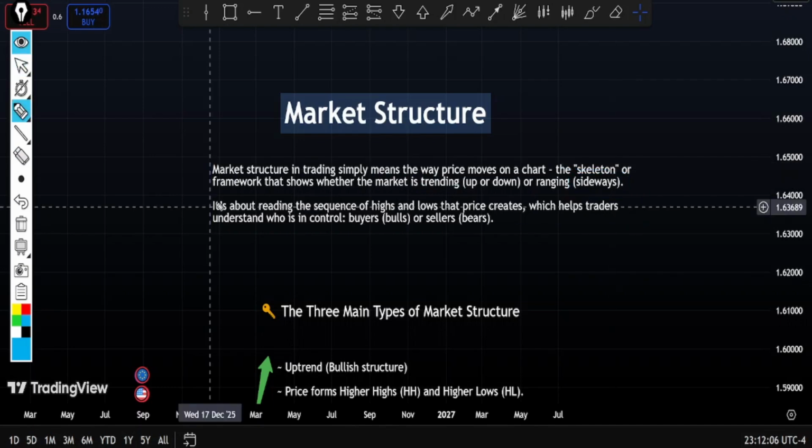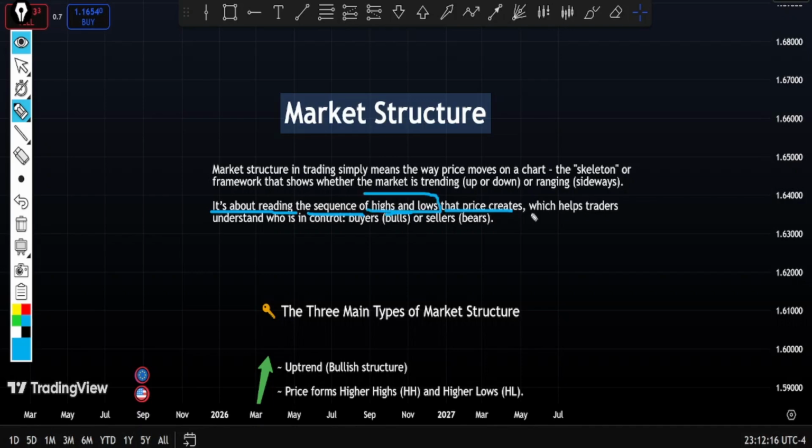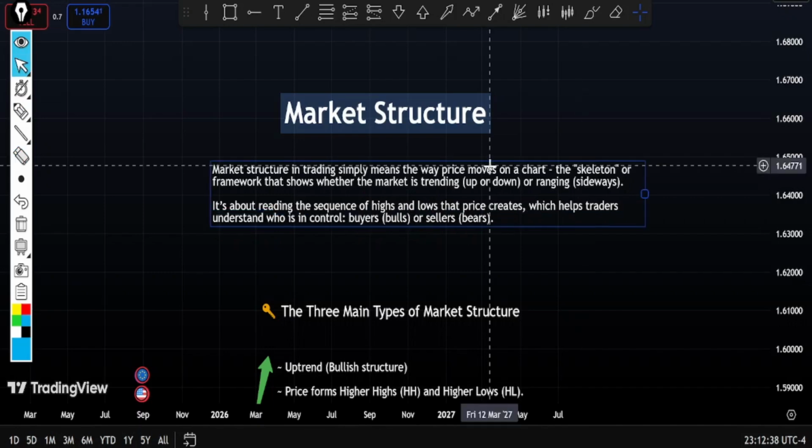Market structure is about reading the sequence of highs and lows that price creates. We're going to talk about these highs and lows, which help traders understand who is in control. Is it buyers, also known as bulls, or is it sellers? So this is the definition of market structure. Essentially, market structure is the skeleton or framework by which the market moves.